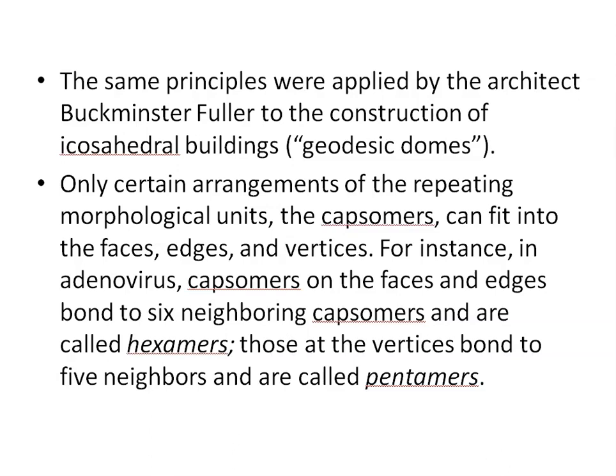Only certain arrangements of repeating subunits, these repeating morphological units like capsomers, can fit into these faces, edges, and vertices. For example, in the case of adenovirus, capsomers on the faces and edges bond to 6 neighboring capsomers and are called hexamers. Similarly, those at the vertices bond to 5 neighbors and are called pentamers.